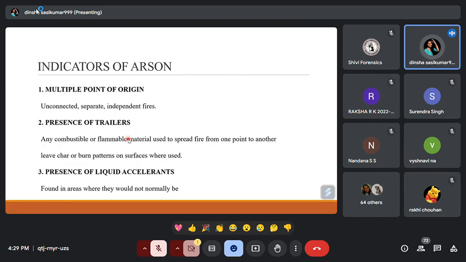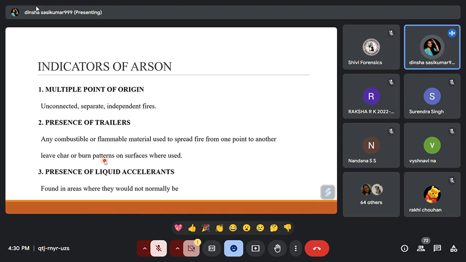Now we have to look into indicators of arson. When we are investigating an arson scene, there will be some indicators which will suggest the fire scene is an arson. So we have to look closely at the indicators.